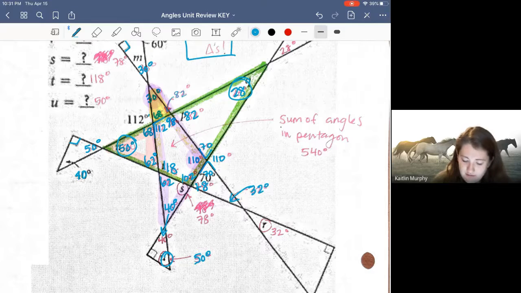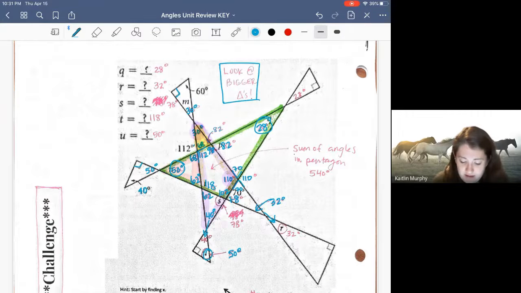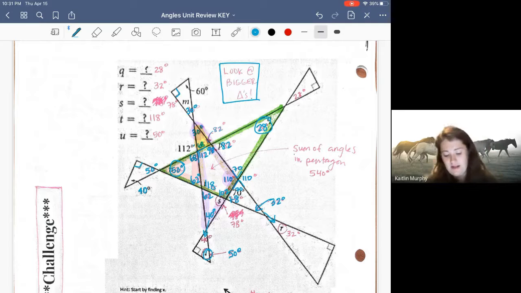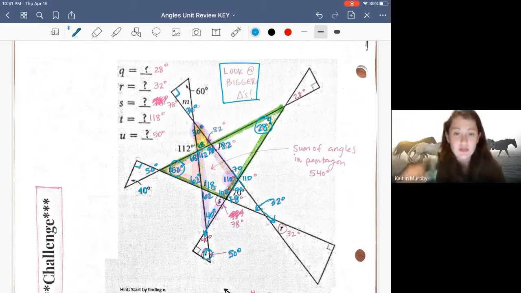Bam. And that's going to vertical angle across. We've got nearly everything in there. So my advice is to look at these bigger triangles, like this one I've highlighted in purple and this one I've highlighted in green, and that will help you out for sure. Okay, we got all of those.